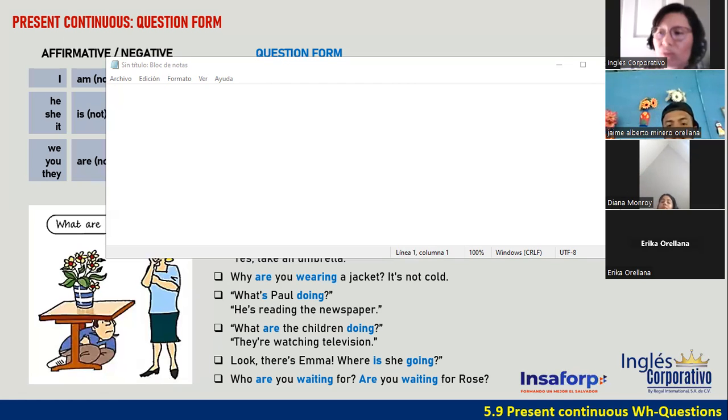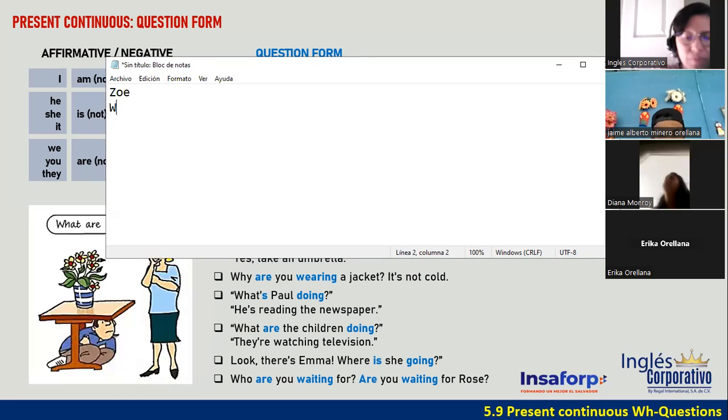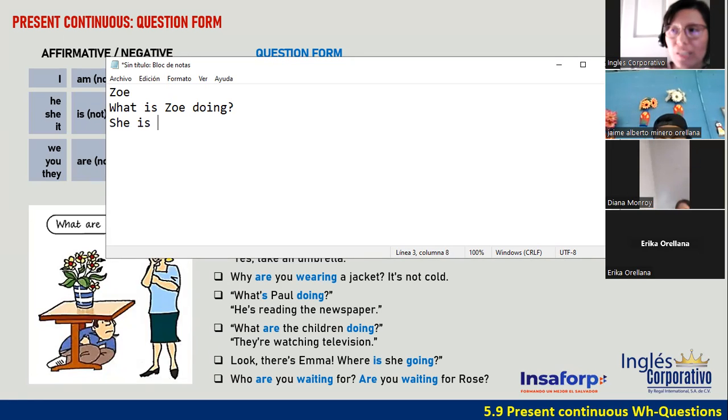Vaya. Entonces, what I want you to do is to take a look at the picture. Vean la foto, please, okay? And there are some people doing actions, okay? What about Zoe? What is she doing, guys? What is Zoe doing? What is she doing? She's reading a newspaper, teacher. Very good. She is reading the newspaper.